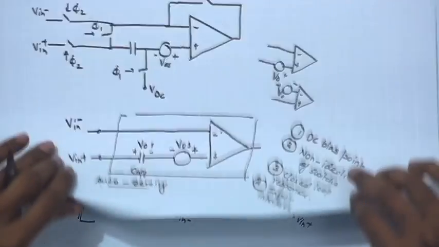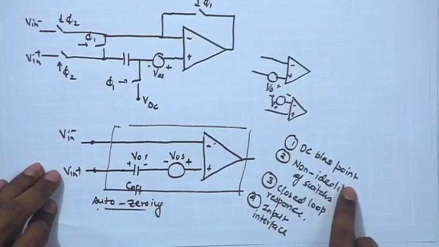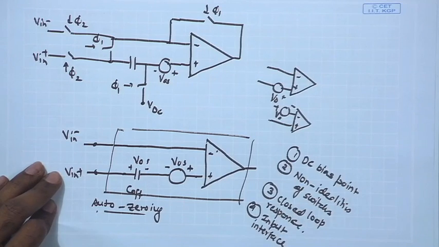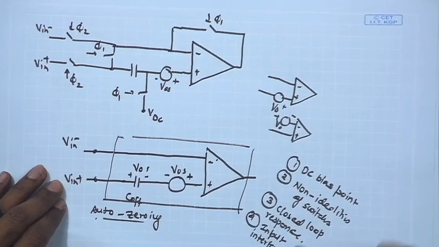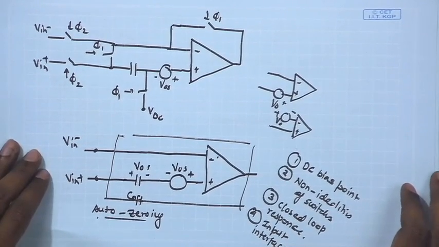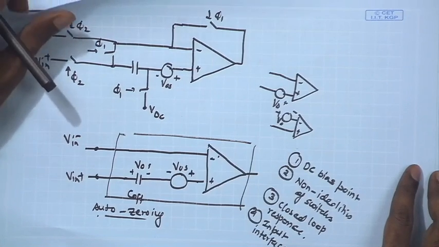Welcome back. Let us resume our discussion on the issues with the offset cancellation circuitry. We have discussed the DC bias point and non-idealities related to the switches briefly. Now, the other important issue is the closed loop response and the input interfacing. Let us look at the closed loop response, which is going to be critical as we are having closed loop operation with unity gain feedback.